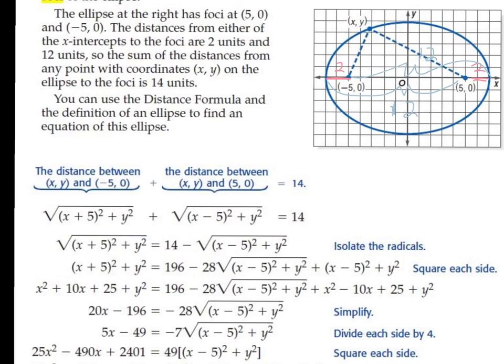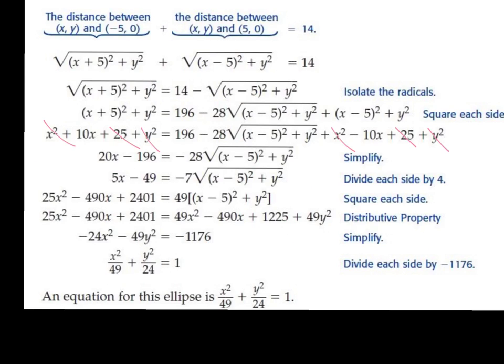And then we can move everything to one side. So our y squareds are going to cancel out. And we can subtract 25 from both sides and add 10x to both sides and subtract x squared from both sides. And they also subtracted the 196 from both sides, moved to the other side. And then they noticed, hey, there's a common factor of 4, so just to make their number smaller, they divided both sides by 4. And now they're going to square both sides.